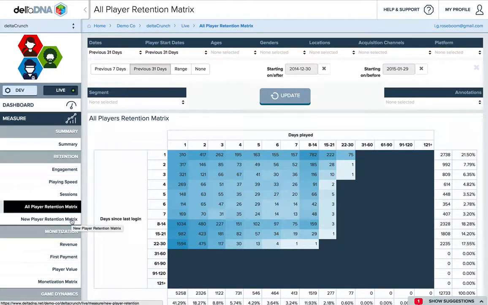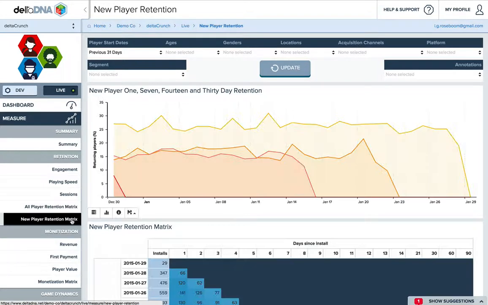So our new player retention matrix. The new feature here is the new player retention. And here in this tab, you can see both the new player retention chart and the new player retention matrix.